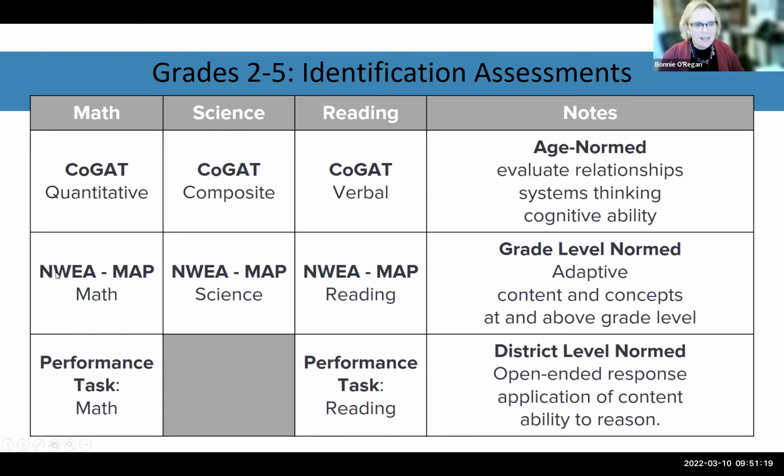NWEA MAP is untimed. However, most students are able to finish it between 40 and 60 minutes. The performance task math is 40 minutes of testing time, and the reading is 50 minutes testing time. They have 4 questions there. We approximate 10 minutes per written response, and about 5 minutes or so to read the question and 5 minutes to actually interact with it. Most kids don't need that full 50 minutes, but they do get that amount of time.